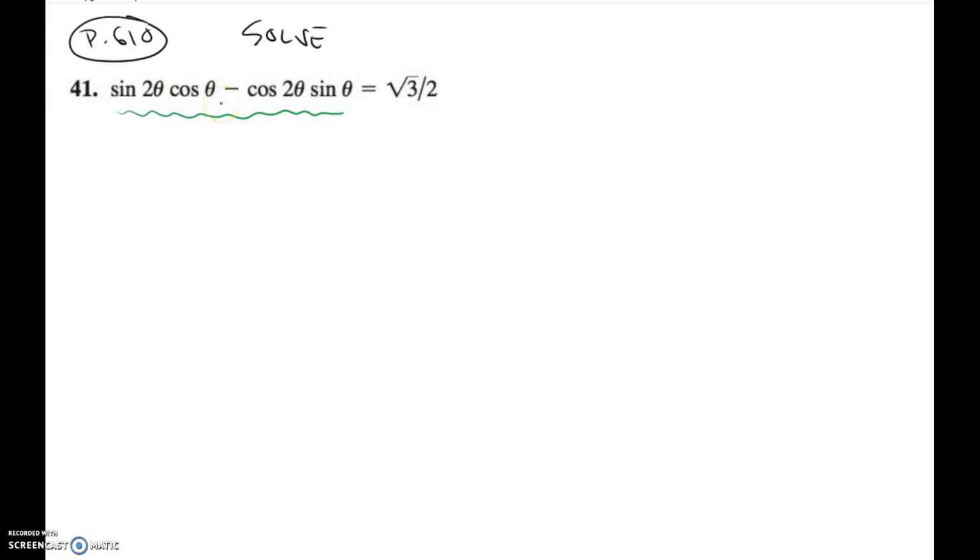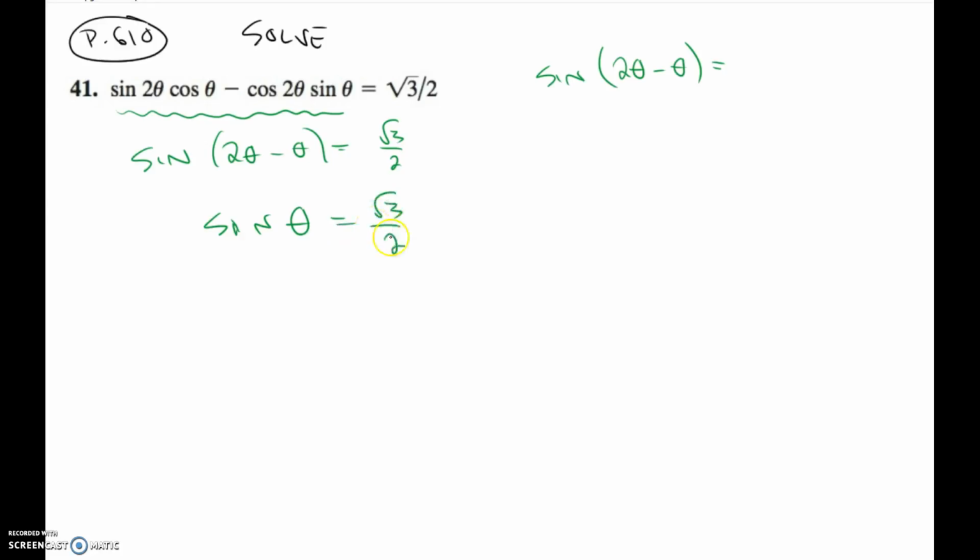This is basically the right side of the sine of 2 theta minus theta, right? It'd be sine 2 theta, cosine theta, minus cosine 2 theta, sine theta. So basically, I can write this as the sine of 2 theta minus theta, which is the sine of theta. And that's it.